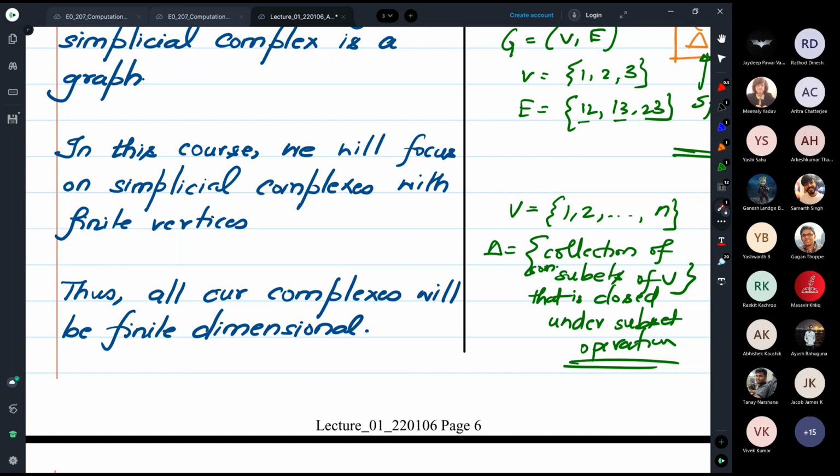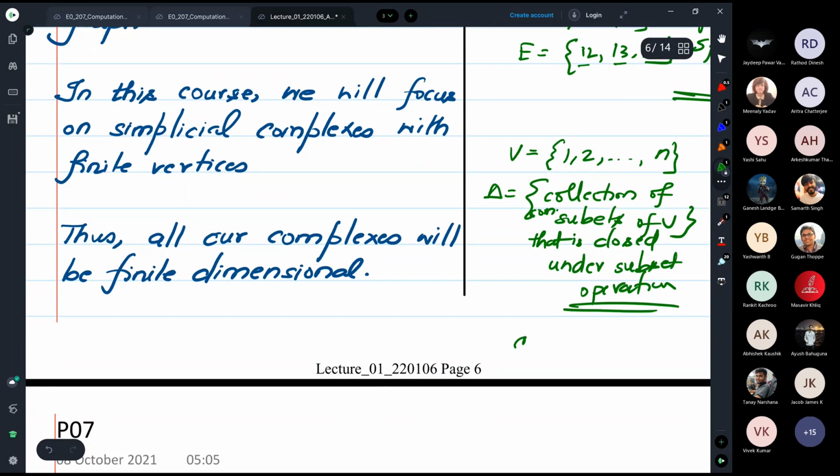Yes, Dhurjati, can you go ahead? n-1. Very good. N-1. Can you explain why? Because there are n elements and the dimension is defined as n number of elements minus 1.